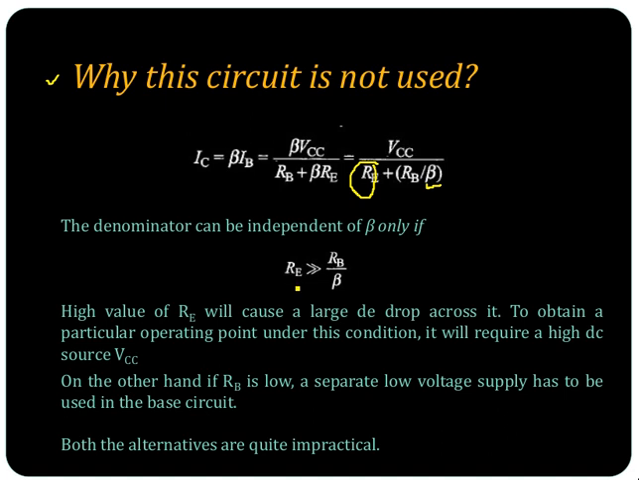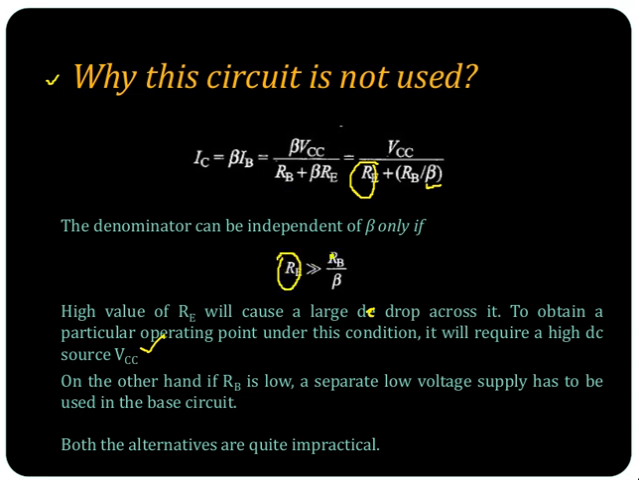So if you want this RE to be very high, this will cause a large DC voltage drop across it, isn't it? If such a large drop is there, you want to have a high value of VCC to counter that drop across RE, isn't it? So that is one disadvantage here.